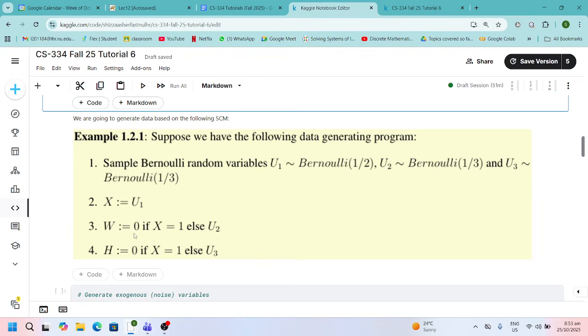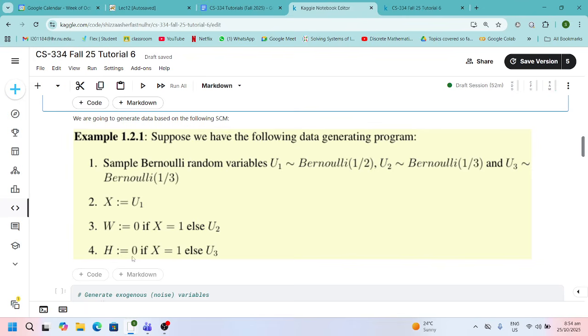Then w is equal to 0 if x is 1. So x is impacting w. And otherwise u2, otherwise there is some noise. It's like saying that an individual is not going to be overweight if they exercise. Otherwise, they are going to be overweight with a probability of 1 by 3. Okay, there's still a chance that they don't exercise and they're still not overweight. So W is impacted by X, and then there's some factor of randomness involved. That's how you will interpret this algorithm.